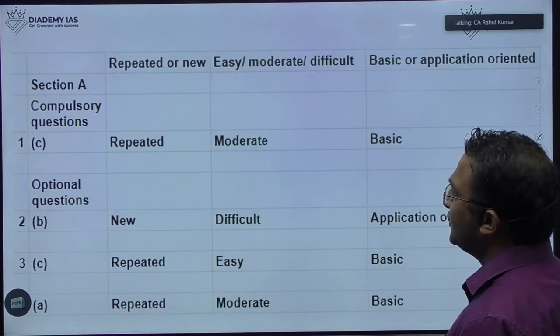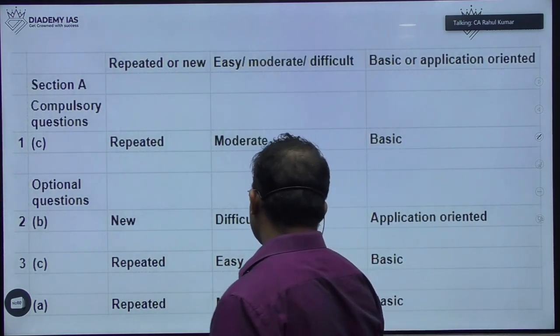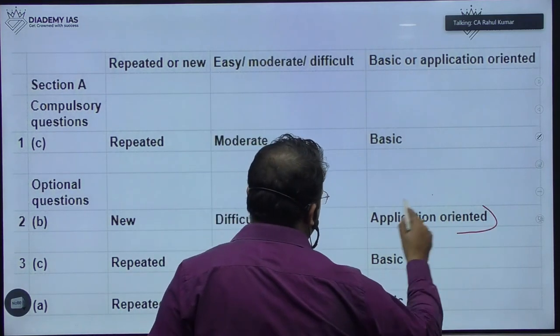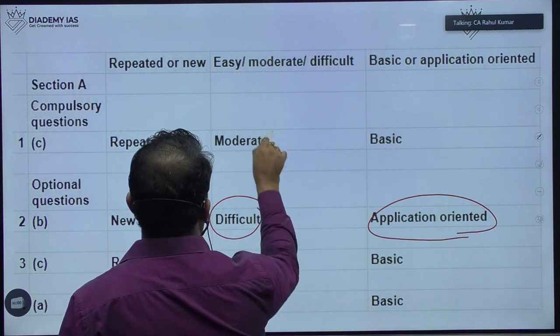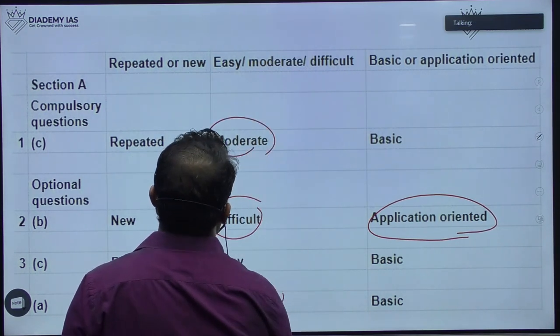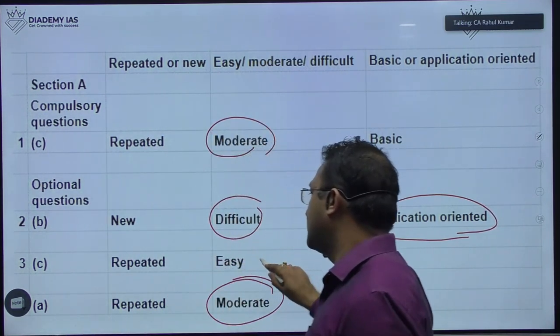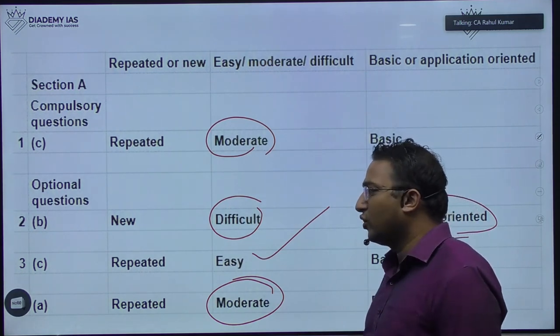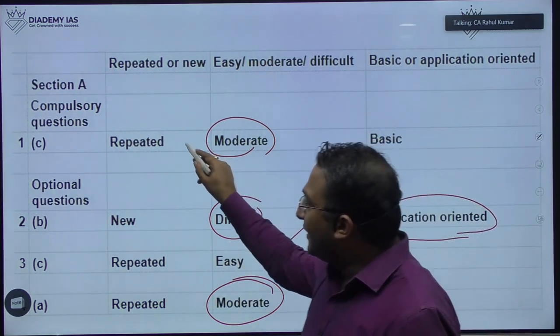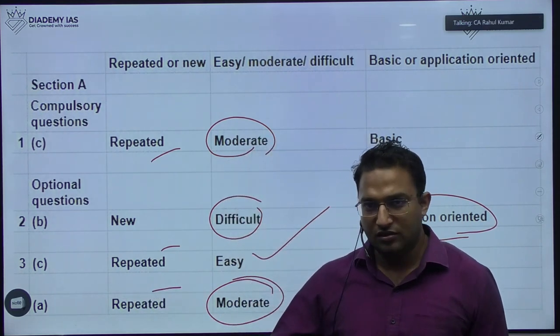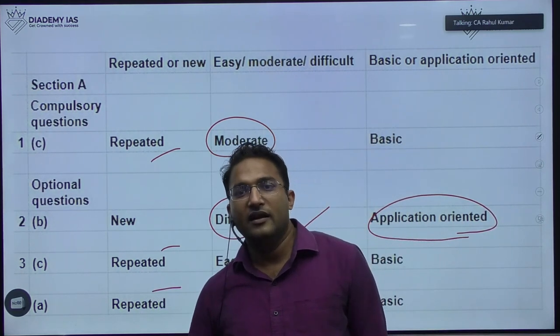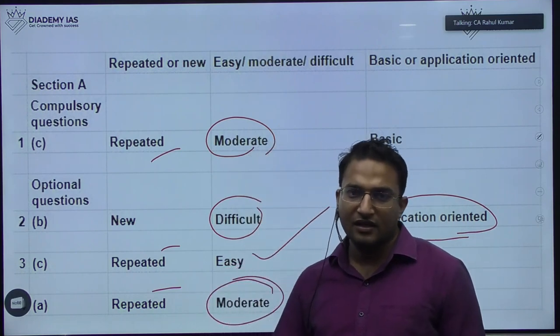In the 2021 questions, if we see the pattern, the questions are also application oriented, and the level of difficulty has increased. Out of 4 questions, only 1 question is easy. Otherwise, they are moderate or difficult. Yes, the pattern is repeated only. Mostly the questions are repeated. So repetition, moderation, and application orientation are what they're asking in 2021.